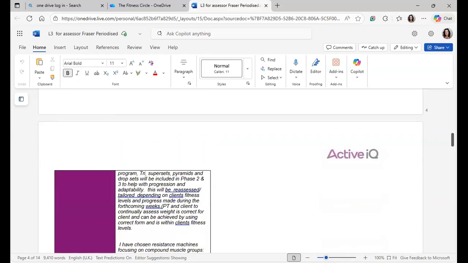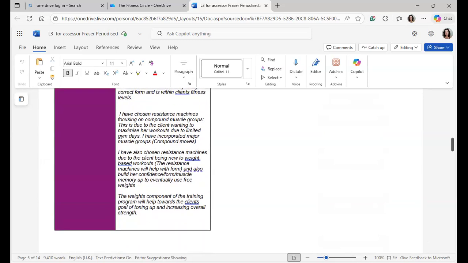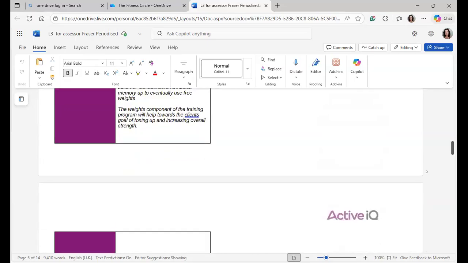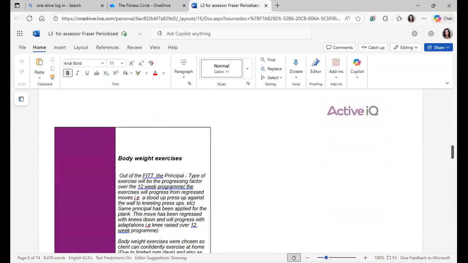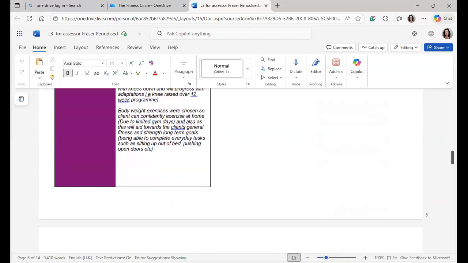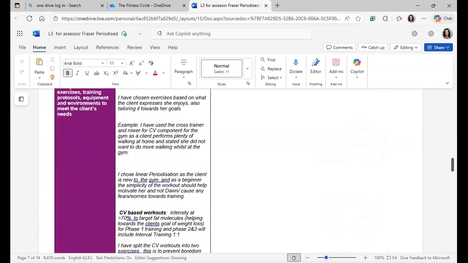You should have a lot of this information following the consultation. So as we can see there, there's the full rationale. You know, I've chosen resistance machines, I've chosen compound work there. And then this student's also mentioned the intensities and the advanced methods. As I said, everyone, I think this is a particularly strong example.